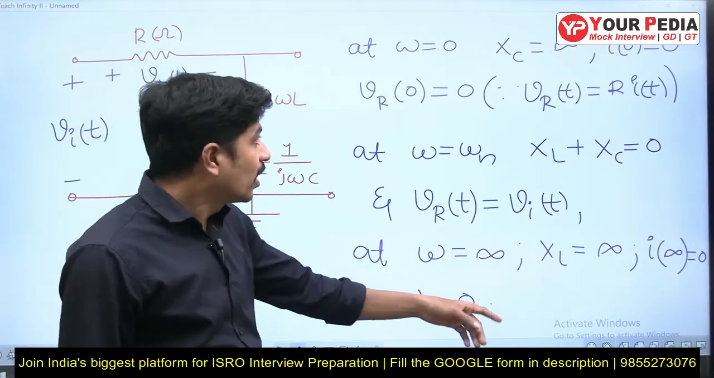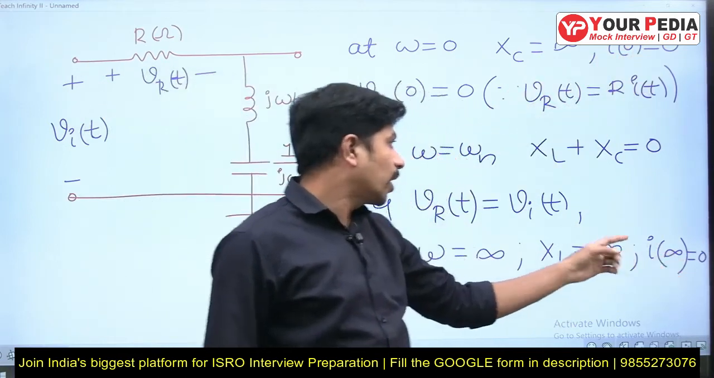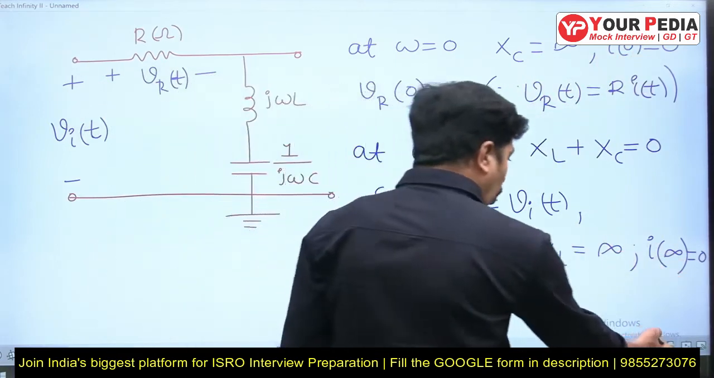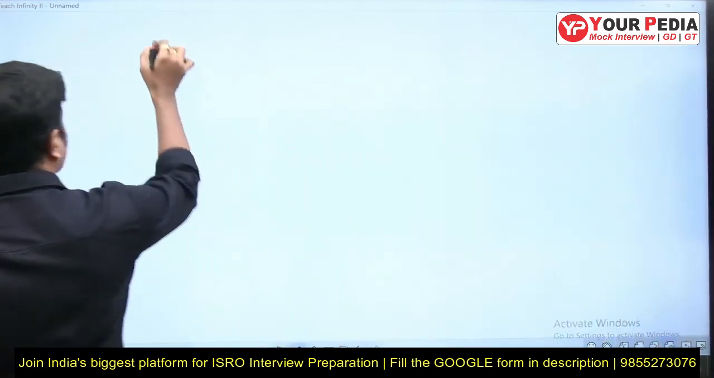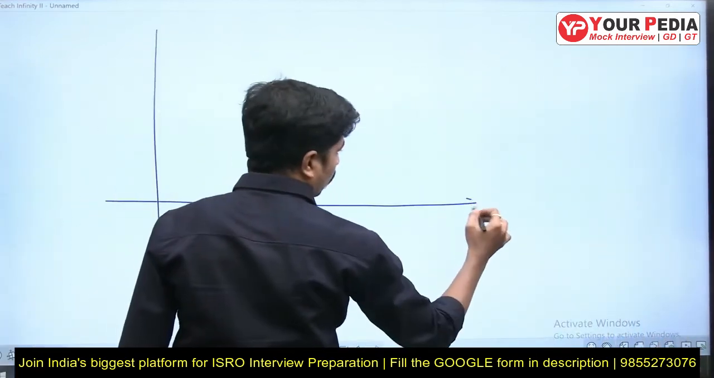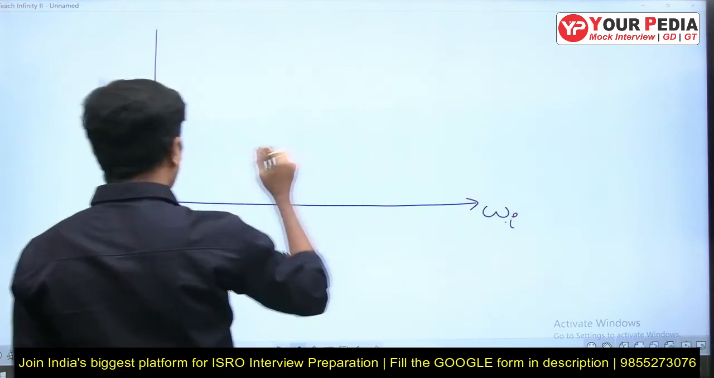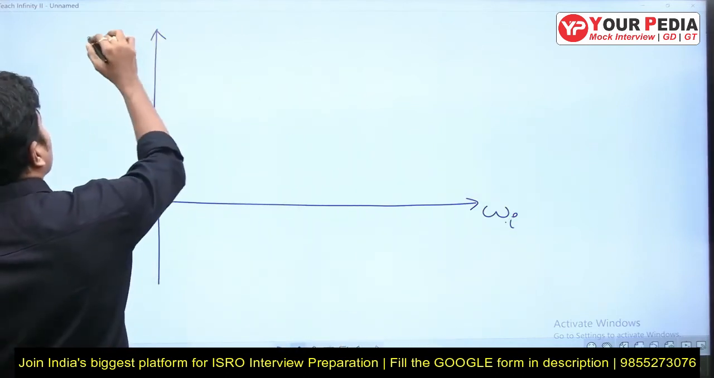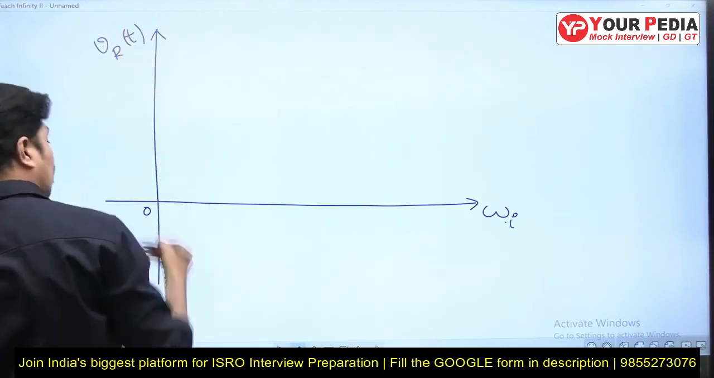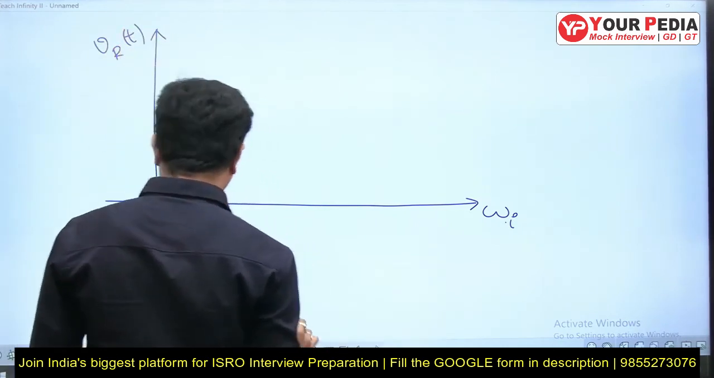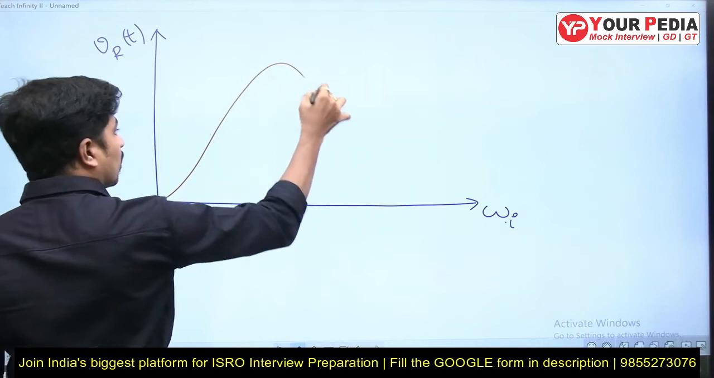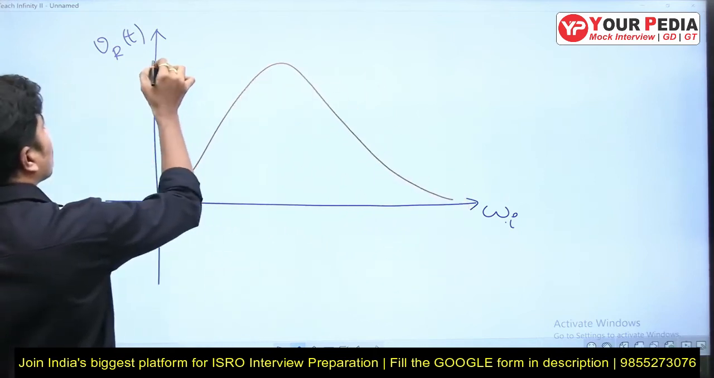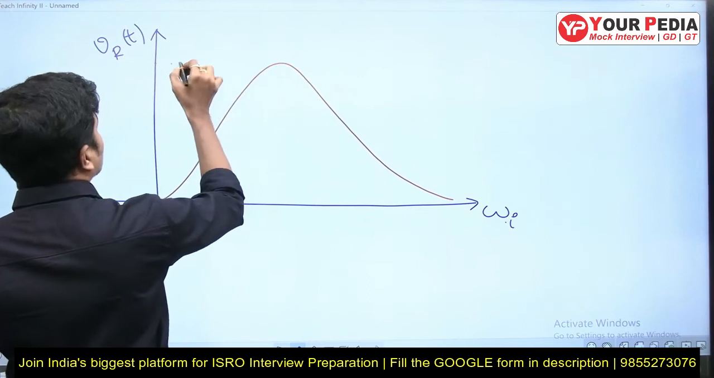Now if you observe, the initial value is 0, the final value is 0, and in between the total input appears across the output. Let me draw the characteristics. This is the input frequency, we are varying from 0 onwards, and this is Vr of t. Let me draw the graph. Initially 0 volt, and in between it is not a sinusoidal waveform; one should not take it as sinusoidal.